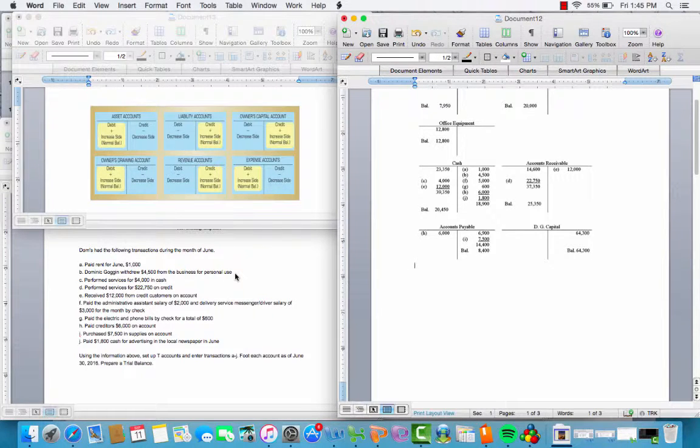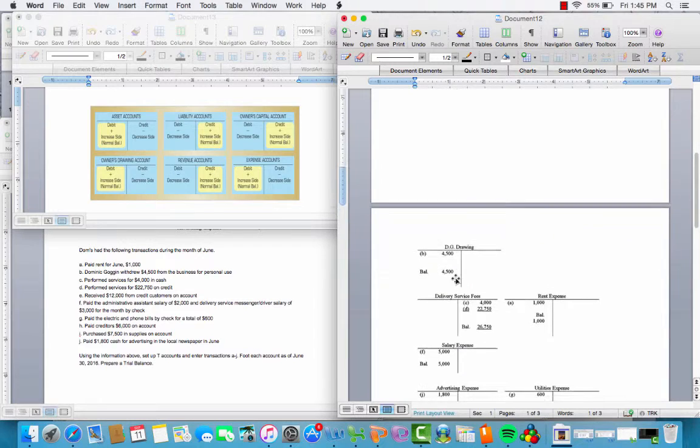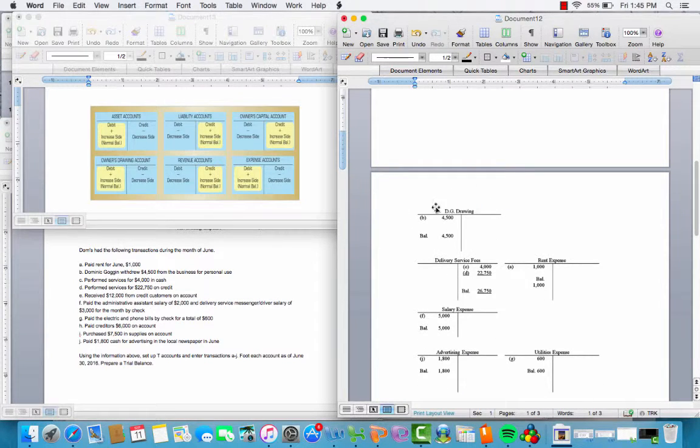The other side of this is that he took money out, so we have to look at his drawing account. All right, so if we come down here, notice we have DG drawing. Well, transaction B, we make a $4,500 debit entry to drawing. And if we want to figure out what side of the T account to hit, we come back up here. We look, okay, well, a drawing account's being affected. Well, notice drawing went up. More money was taken out. 4,500 was taken out. So we make a debit. We make a plus entry on the left side for drawing.